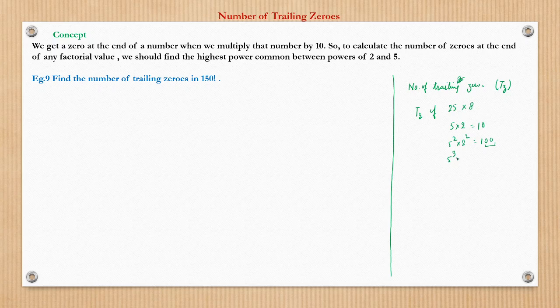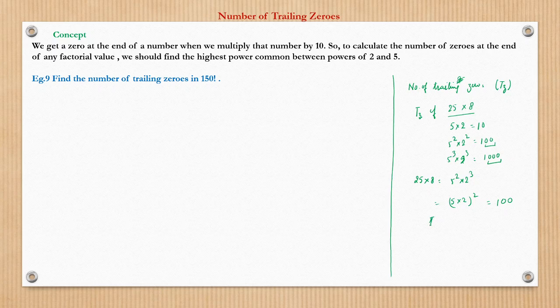Similarly, for three zeros, we require at least three 5s and three 2s, then we will have three zeros at the end. So definitely one set of 5 and 2 will produce one 0, right? So if we have to find the number of trailing zeros in 25 into 8, 25 into 8 is nothing but 5 square into 2 cube. So here we can have two sets of 5 and 2, because the highest power of 5 is 2, which is limiting. So this is nothing but 5 into 2 raised to power 2. So here we will have two trailing zeros, right?